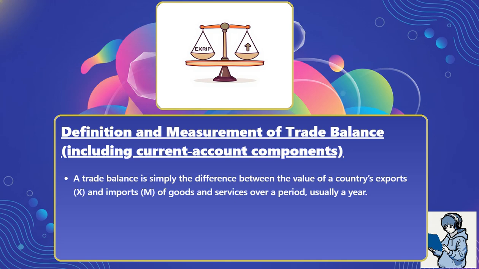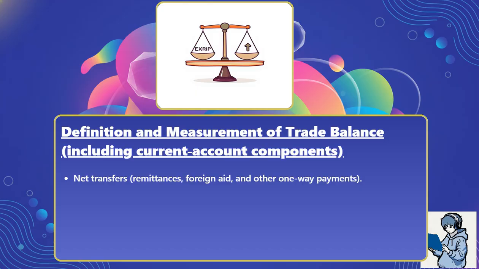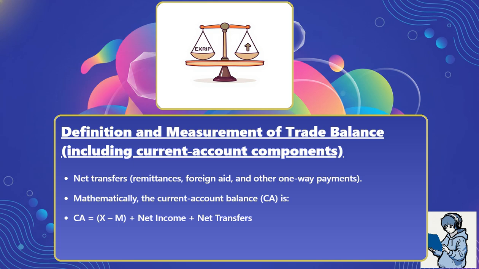A trade balance is simply the difference between the value of a country's exports X and imports M of goods and services over a period, usually a year. It is part of the broader current account, which also includes net income, profits, interest and dividends earned from abroad minus similar payments made to foreign investors, net transfers, remittances, foreign aid, and other one-way payments. Mathematically, the current account balance CA is CA equals X minus M plus net income plus net transfers.